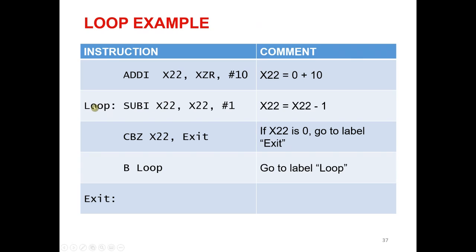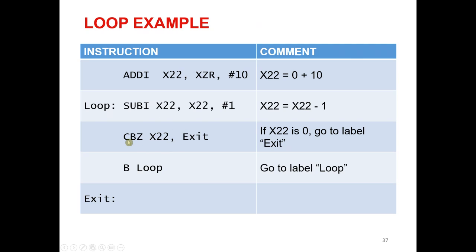And then we have here loop, which is a label. We have here a sub-immediate instruction, which is just subtracting 1 from our register X22. So if it had 10, after the first iteration, it will have 9. So what do we do here? After subtracting 1, we check, is register 22 equal to 0?